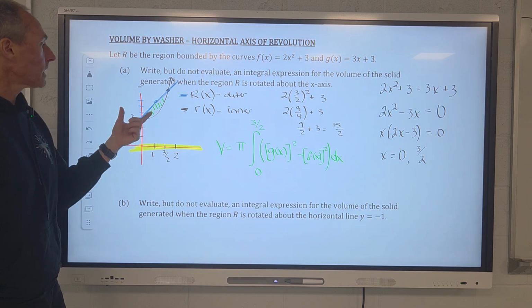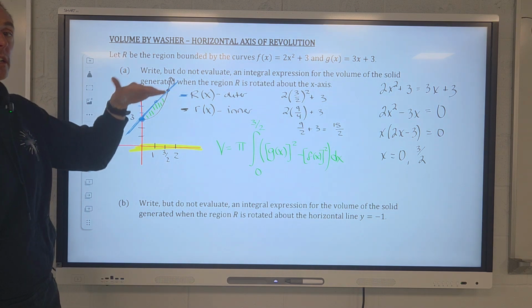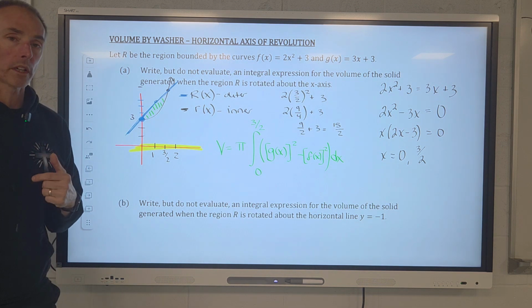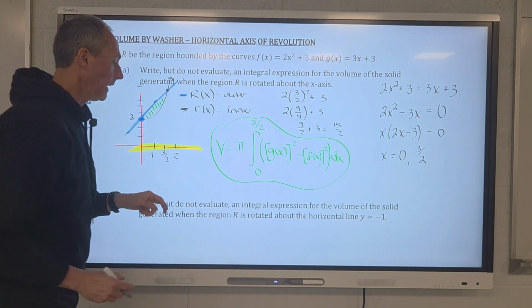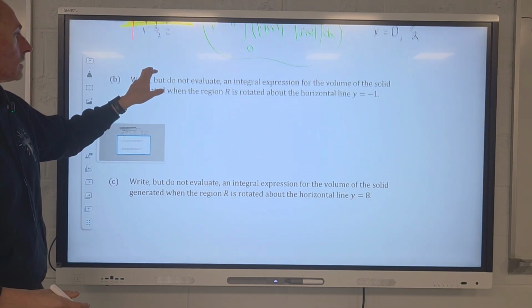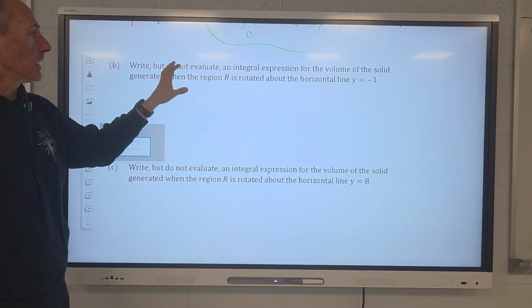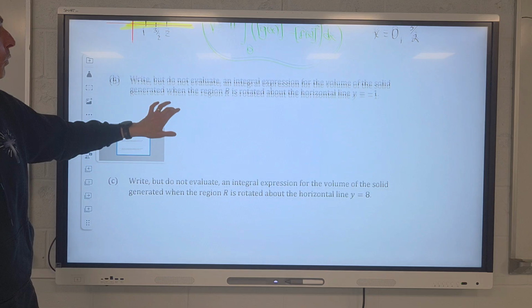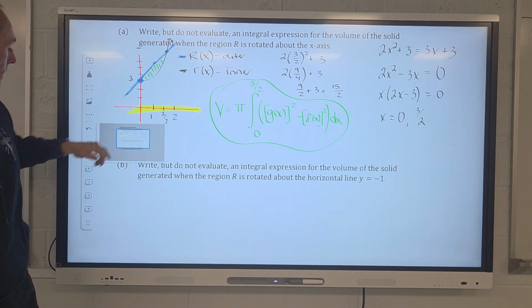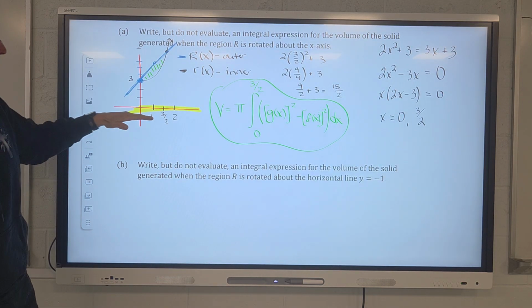Now, had we rotated this around, let's say, a line up here, that would change a couple things, and that's what we're going to look at next. So let's circle that. All right, let's go to part B. Same region, but now let's say we revolve it around the line y equals -1. So -1 is down here.